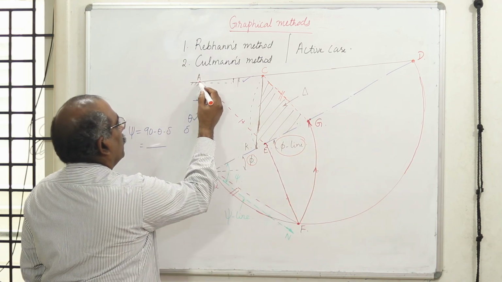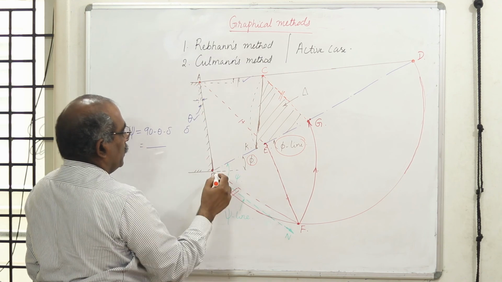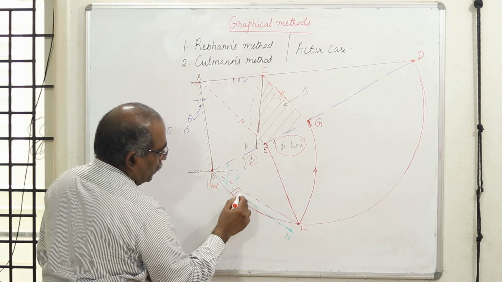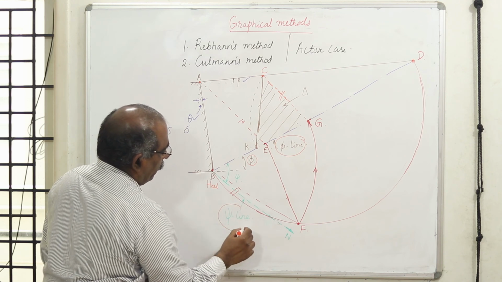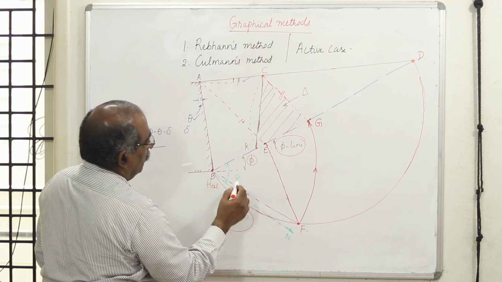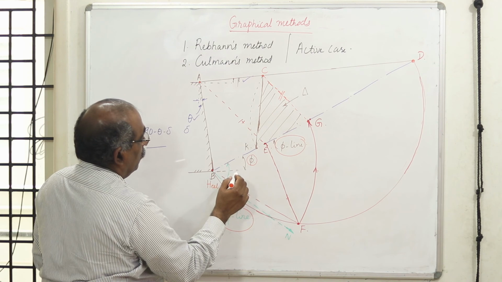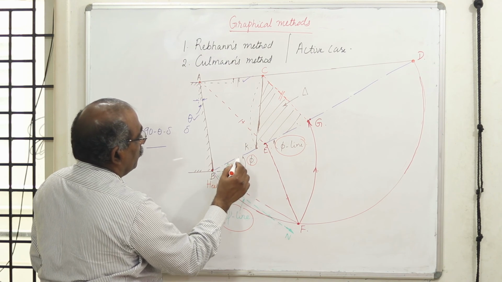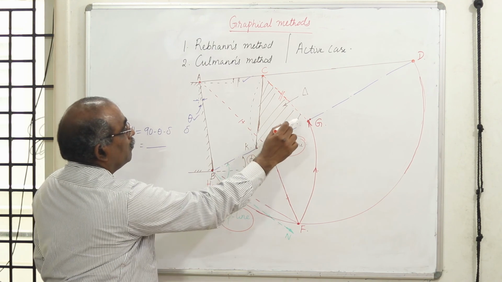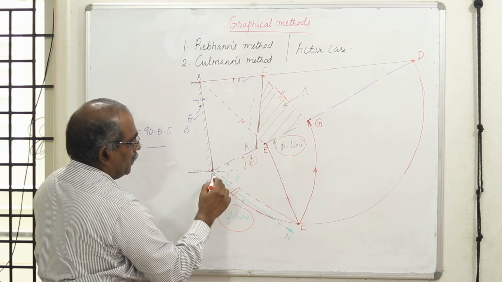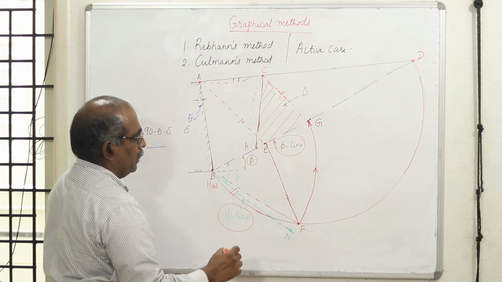Starting from the top of the retaining wall, at this point B, you are going to do another construction. You are also going to draw a line called the psi line, which is BN, at an angle psi from the phi line, not from the horizontal. Please note down, it is from the phi line. Therefore, I am drawing this line BN before I draw the semicircle.